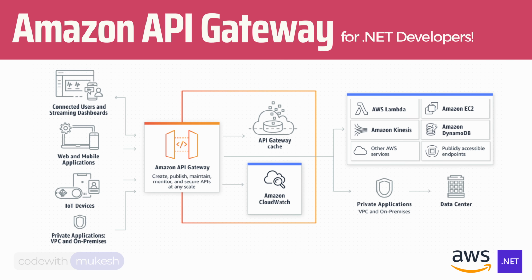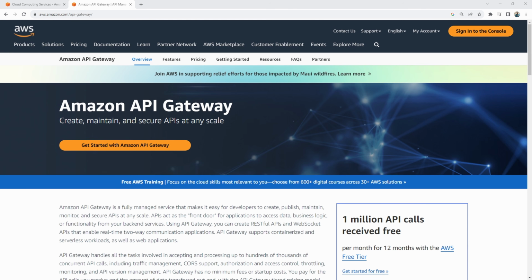Amazon API Gateway is a fully managed service offered by AWS that empowers developers to build, develop, and manage APIs with ease. So whether you're a .NET developer or using any other programming language, API Gateway simplifies the process of creating RESTful APIs and connecting them to various AWS services like AWS Lambda or your backend system.